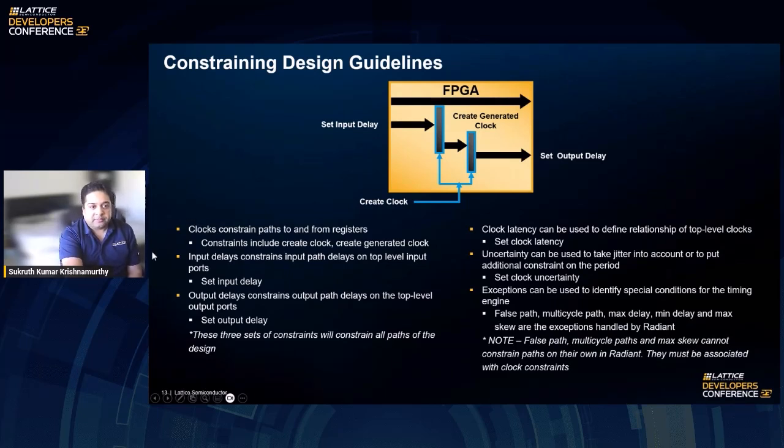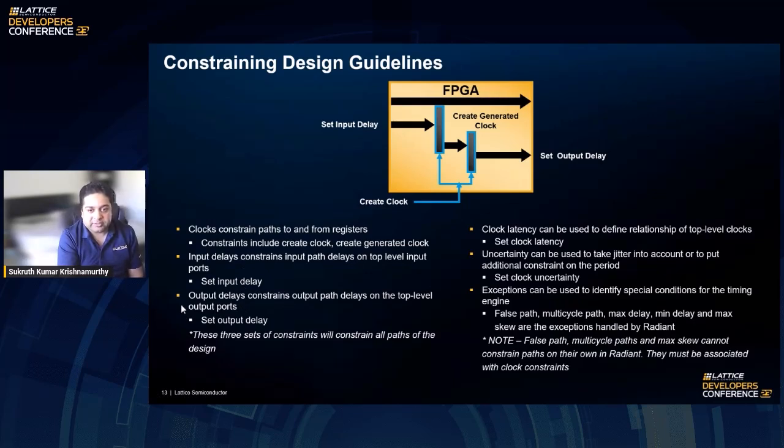To go deeper into this, clocks usually constrain all the paths to and from the registers or sequential elements. So constraints for clock include create clock and create generated clock. Make sure all the clocks in the FPGA are constrained. Along with the clock constraints, users should make sure all the input I/O ports are constrained using the input delay constraints at the top level. This input delay can be constrained using the set input delay constraint. Along with that, all the output ports must be constrained using the output delay constraints. When these three sets of constraints are included, all the paths in the FPGA are constrained properly.